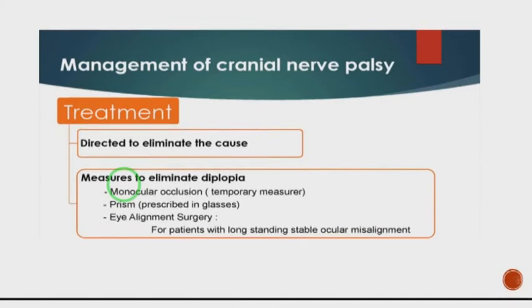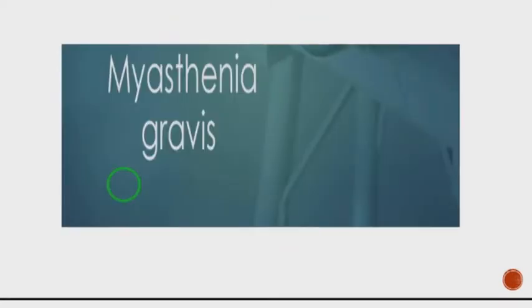This is in short the ocular motor nerve palsy, and we are going to discuss the details of the ocular muscle assessment and how to measure the deviation and how to deal with it in the clinical rounds.